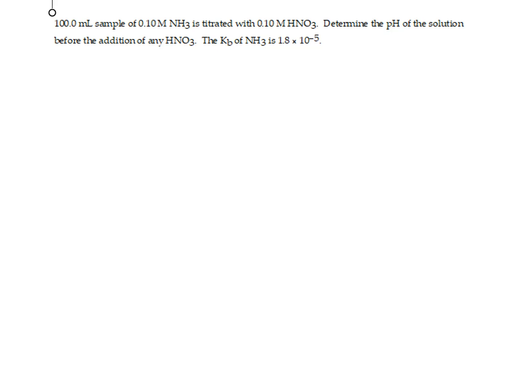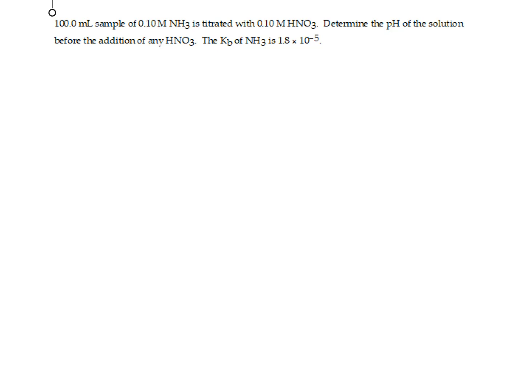Okay, so this one's a little tricky, because it makes you think you're doing something and then you realize you're doing something else, and then you have to change gears a little bit. So this has got a 100.0 milliliter sample of 0.10 molar ammonia, and you're going to titrate it with 0.10 molar nitric acid. The question, however, is determine the pH of the solution before the addition of any nitric acid, and it gives you Kb for ammonia of 1.8 times 10 to the minus fifth.